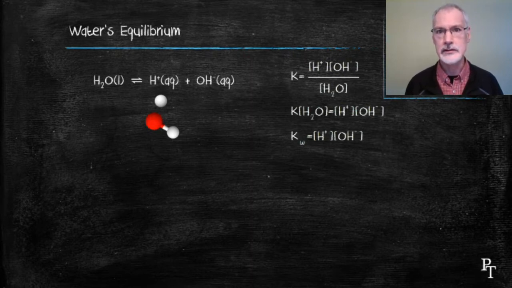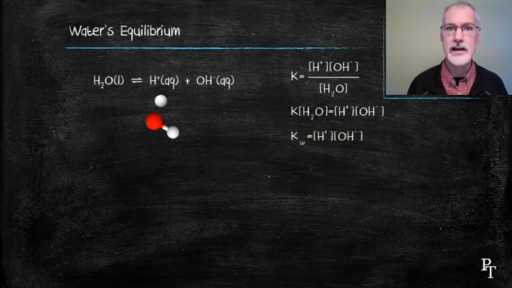A little note here about the substance on the bottom, water. The concentration of water in water is essentially a constant. So I can bring it up and combine it with the equilibrium constant. And that then will result in a new equilibrium constant, and that we call the ionization constant for water.